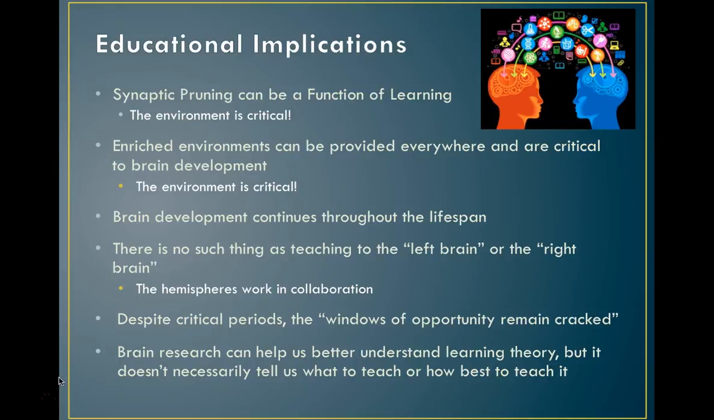And finally, what we know is that brain research can help us understand learning theory, but it doesn't necessarily tell us what to teach or how best to teach it. And that's where we're going to start getting into learning theories that can actually help us with this. So the big theme here is that the environment is critical, and you see me mention this on several occasions. It really has a huge impact on the brain and the way that we learn. So we'll start out by talking about that in our next podcast.